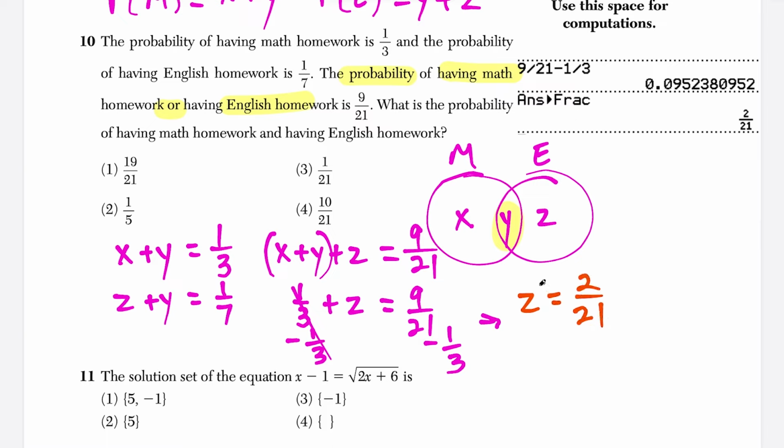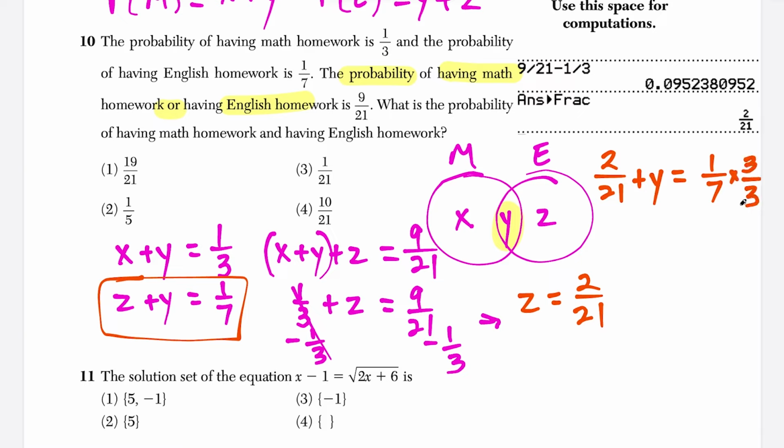But remember, our goal is to solve for the variable y. So what I could do is plug into this equation for z, and that'll tell us what y is. So we have z plus y, so we have 2 over 21 plus y is equal to 1 over 7. And for this one, I'll just go ahead and find common denominators. So I'm going to multiply by 3 over 3, and that gives us 2 over 21 plus y equals 3 over 21.